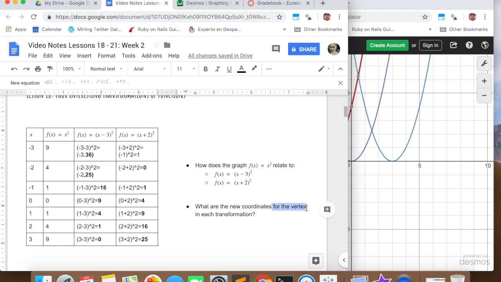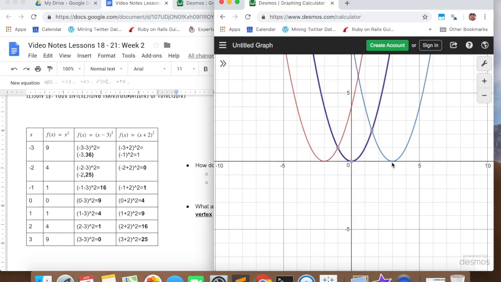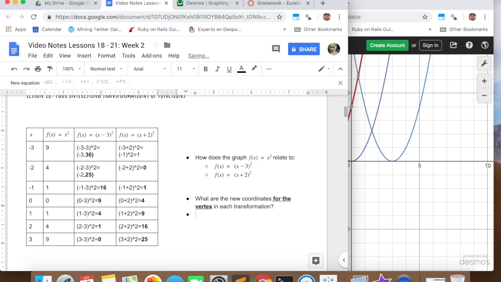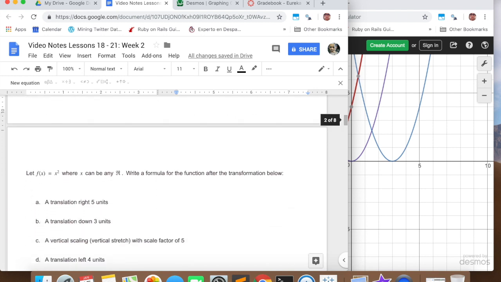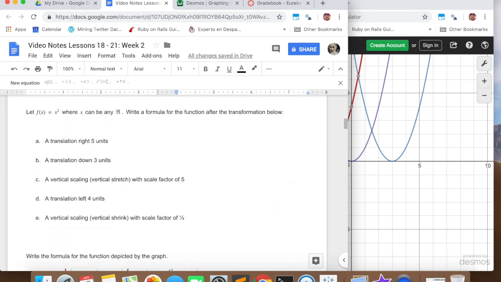And one of the things that I noticed is that my vertex for the red parabola changed. And now is negative 2, 0. So if I'm adding a number, then the opposite is going to become the vertex. And if I'm subtracting, the opposite is going to become the vertex as well.